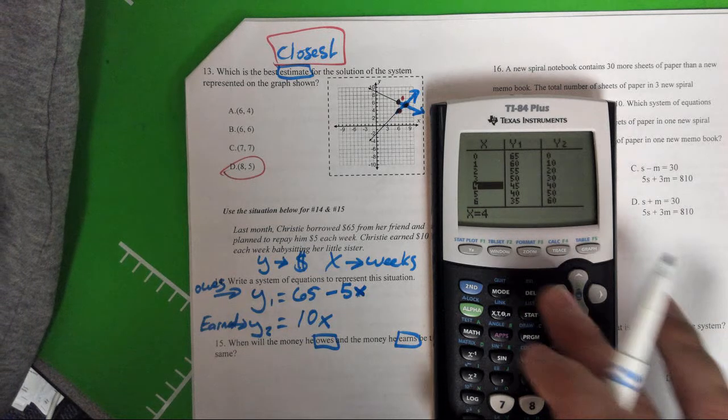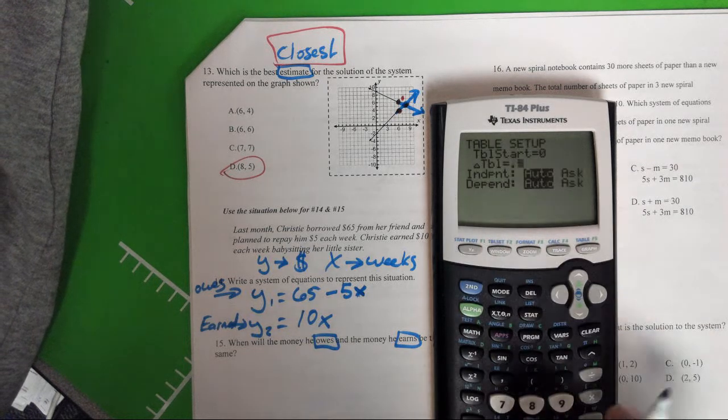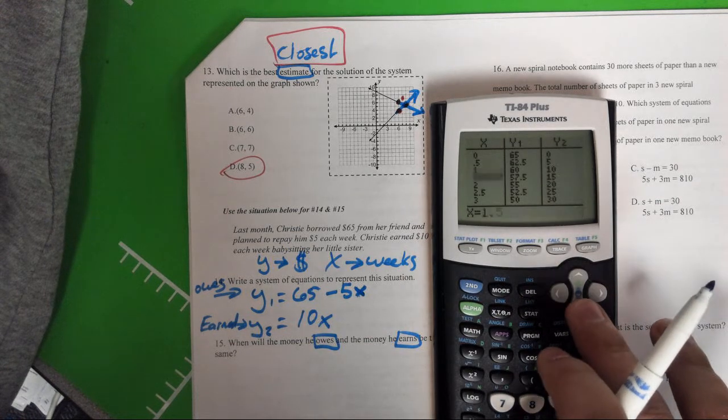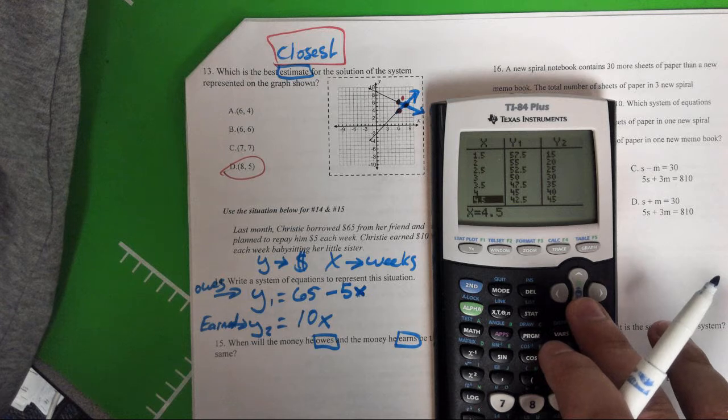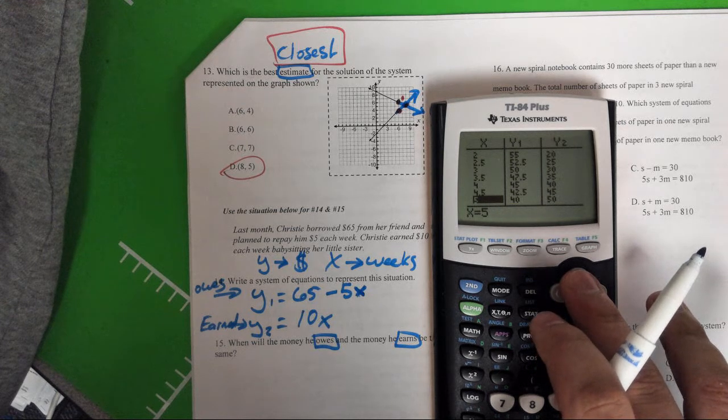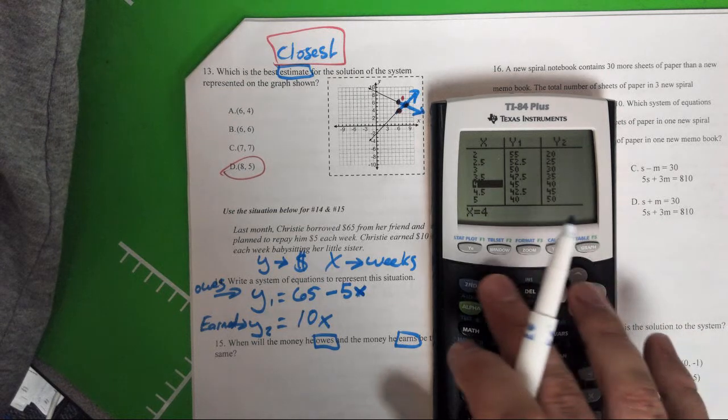Let's change our table set. We'll go to 0.5 instead of by ones. Maybe we should find it there. Nope, of course not. Okay, so now it's somewhere in between here. So let's try 0.25.